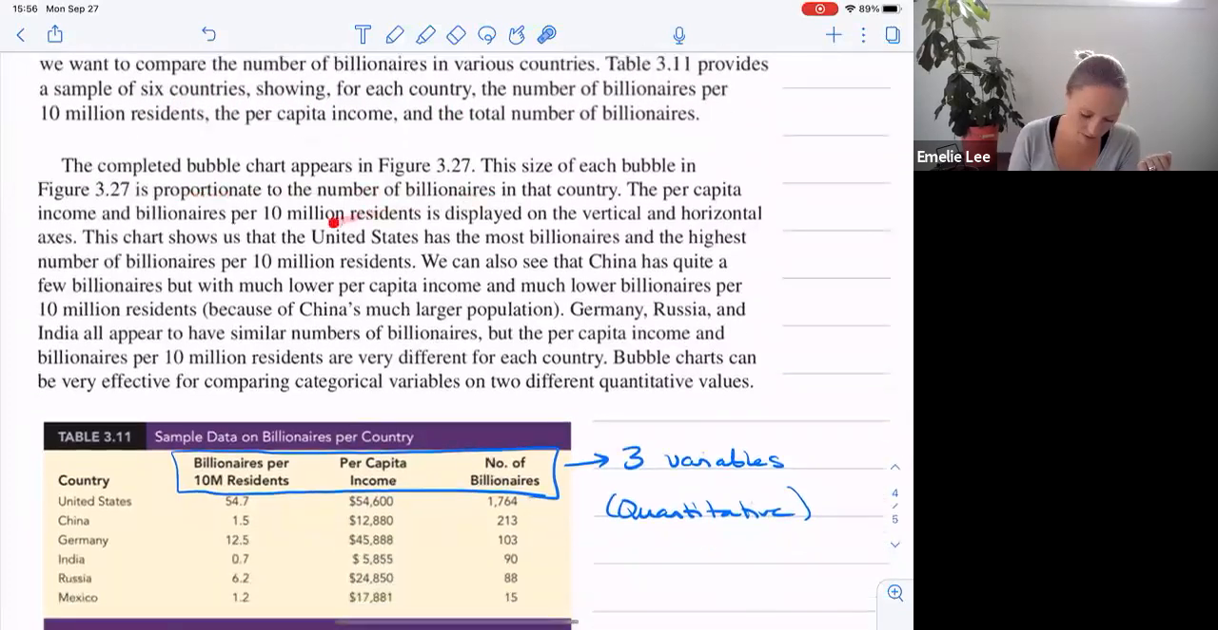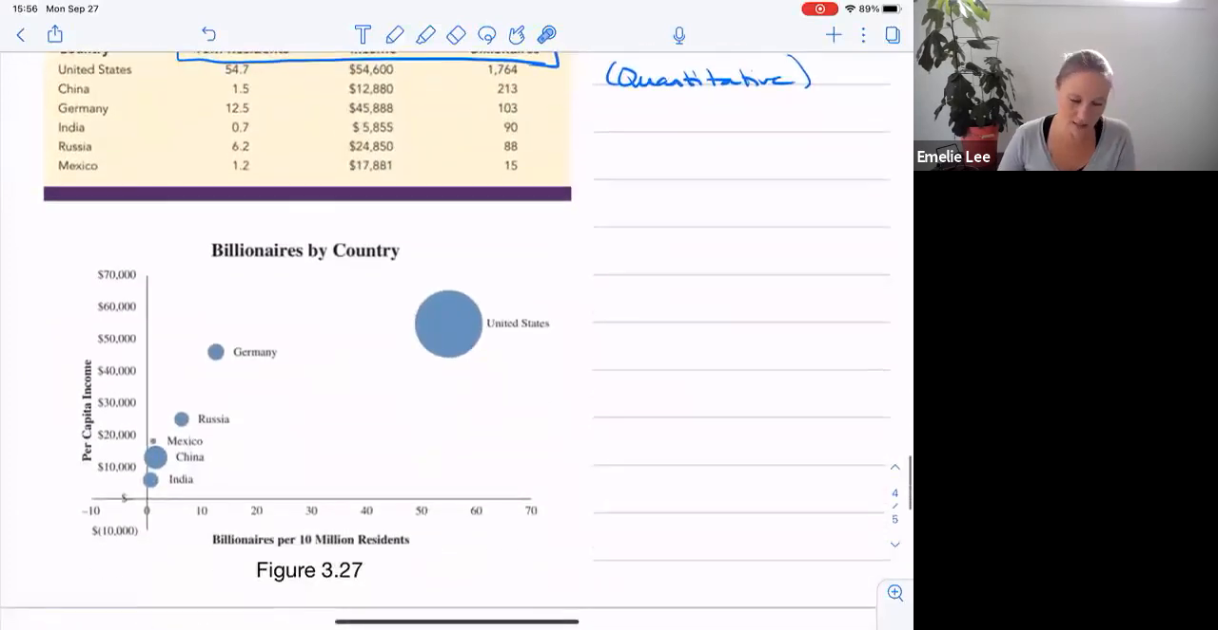And so here it's got the description, but I just want to go through and kind of blab my way through it. So it's here if you need it, because it can take some time to wrap your head around it. But what we have is we've mapped the billionaires per 10 million residents on the x-axis. And then we have the per capita income on the y-axis. We don't know what the research question was here, but having the per capita income on the y-axis tells me that that's my response variable, right? That's my dependent variable that I'm most interested in, right?